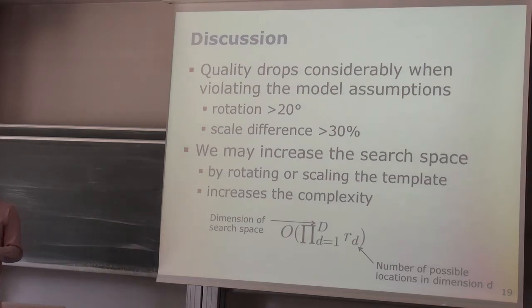If I, for example, want to take into account rotations, I could simply do an exhaustive search not only in X and Y, but also for every possible rotation of my template. So I can discretize the rotations. Let's say I take 360 different possible rotations and apply the cross-correlation method. I can do that, and in this way also estimate the rotation.